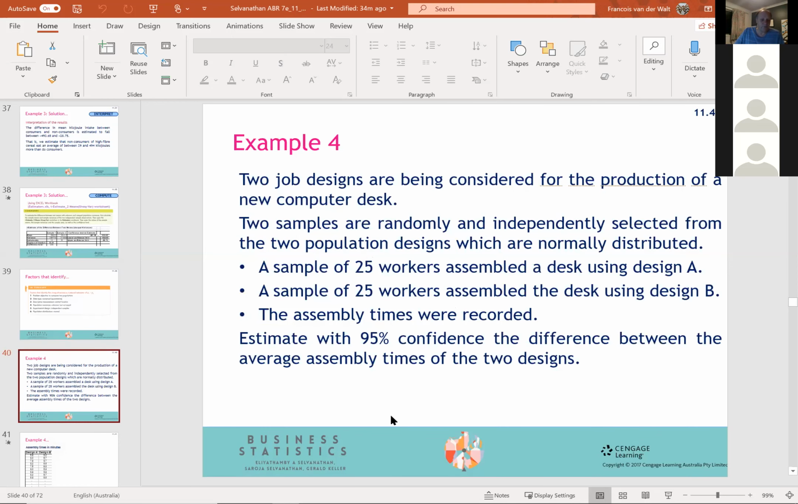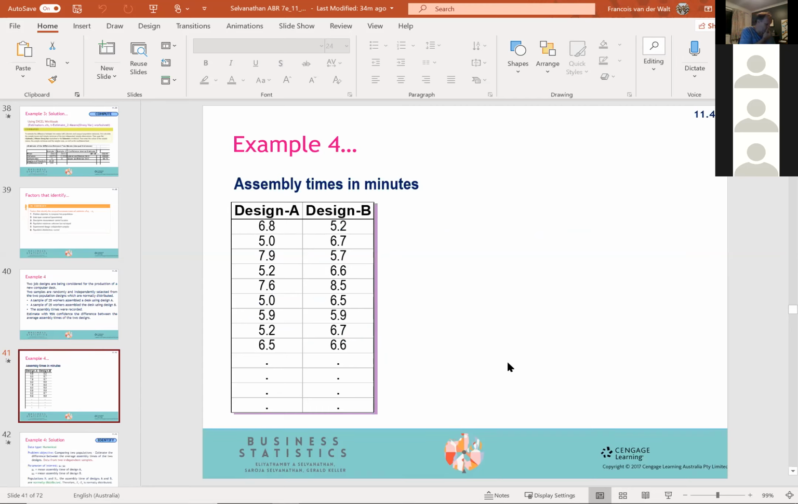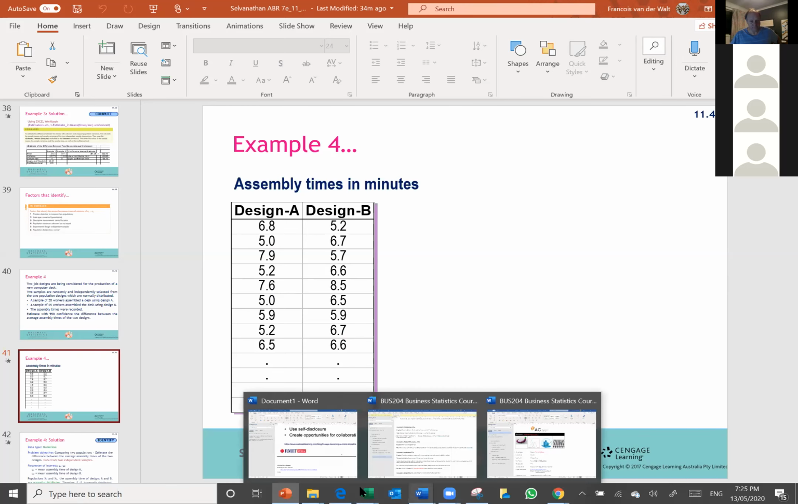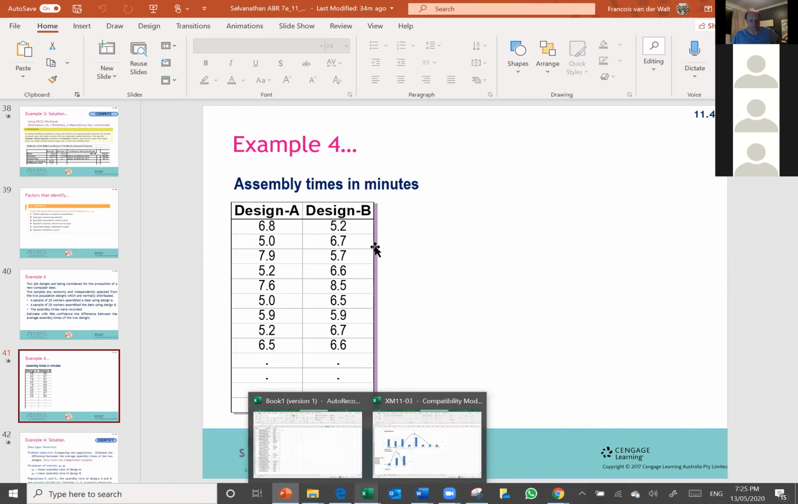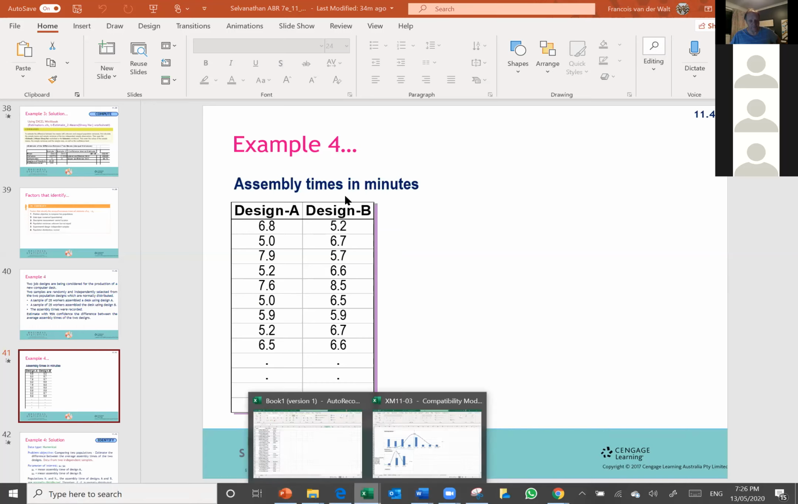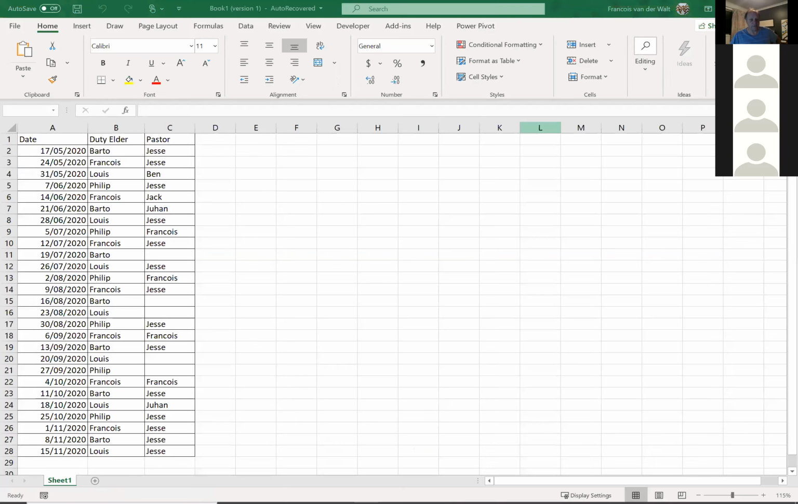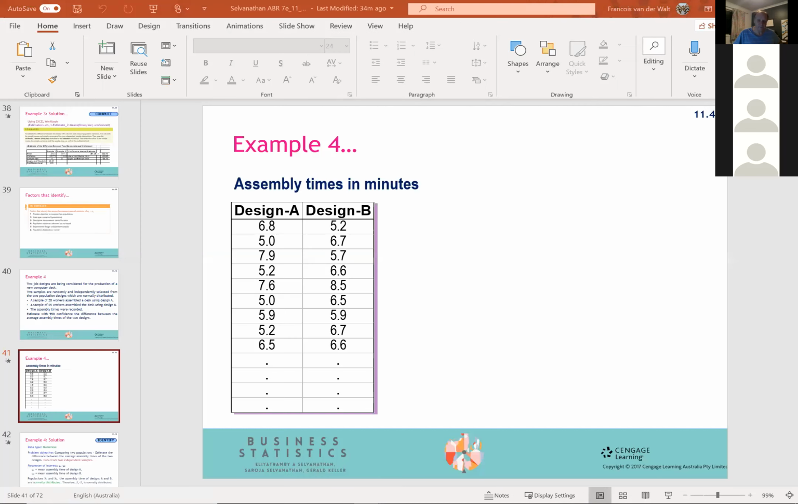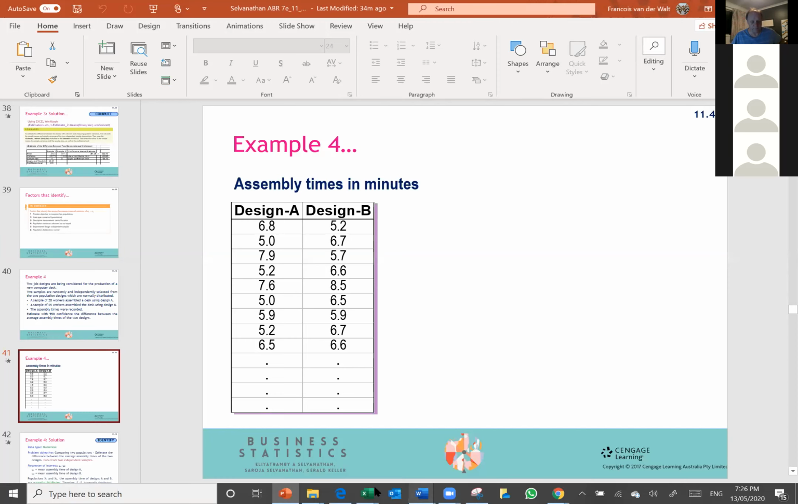Okay, let's work through example 4 together. It's on page 435 if you want to. I want you guys to do it, and then I'm going to ask one of you to share the screen and walk us through it, okay? Is this in the chapter 11 data? Yeah, it's XM 11.4. Right, thank you.